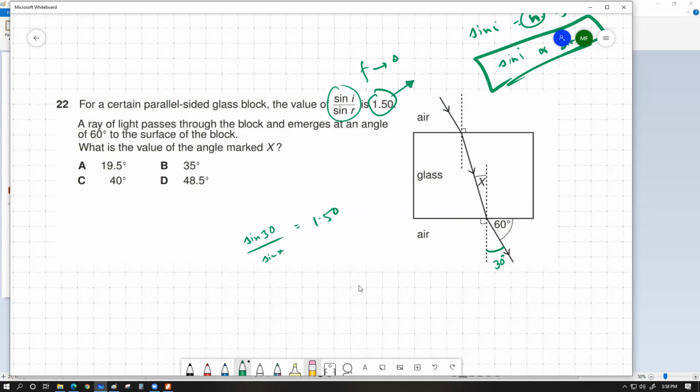1.50 is the refractive index ratio which is bigger than 1. Bigger than 1 means what? Try to understand. If you have a ratio of, let's say, sine p divided by sine q, you're going to get a bigger than 1 ratio only if angle p is bigger than q. This is obviously true. So that is only possible if the angle p exists in the faster medium and angle q exists in the slower medium. Right?